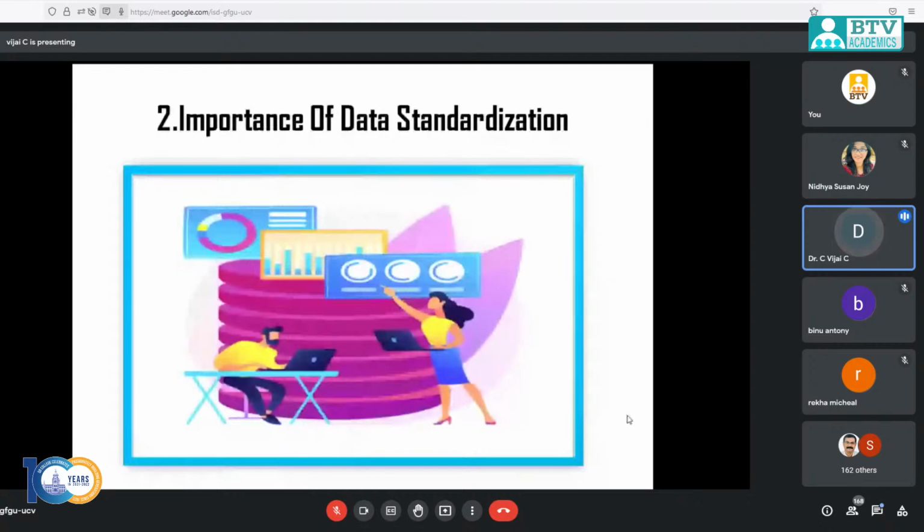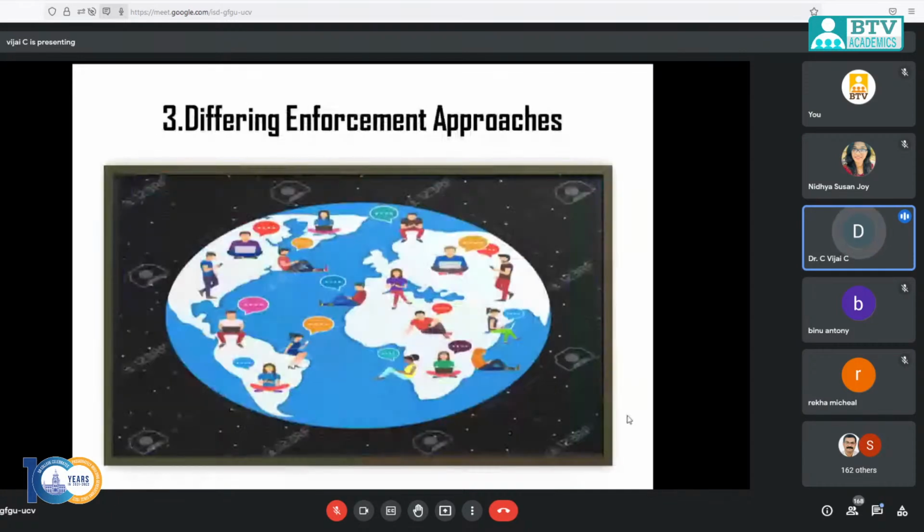The third one is the different enforcement approaches, the lack of harmonization of enforcement approaches across different countries and regulators, which creates challenges for financial firms employing AI solutions. The different enforcement approaches make it hard for a firm to adopt an effective global strategy and to quantify the risk of rolling out AI in the international arena.